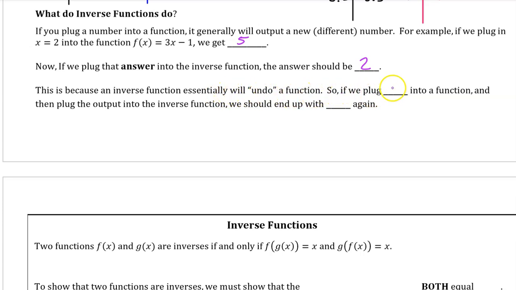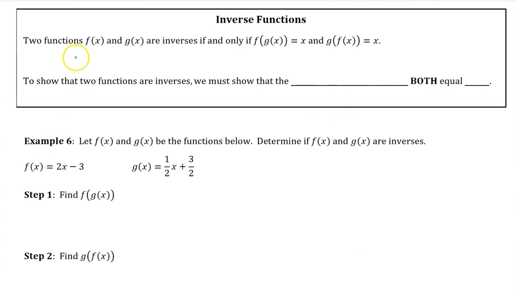So if we plug x into a function, and then plug the output into the inverse function, we should end up with x again. In other words, two functions f and g are inverses if and only if f of g of x is equal to x and g of f of x is also equal to x. So, to show that two functions are inverses, we must show that the composites f of g of x and g of f of x both equal x.